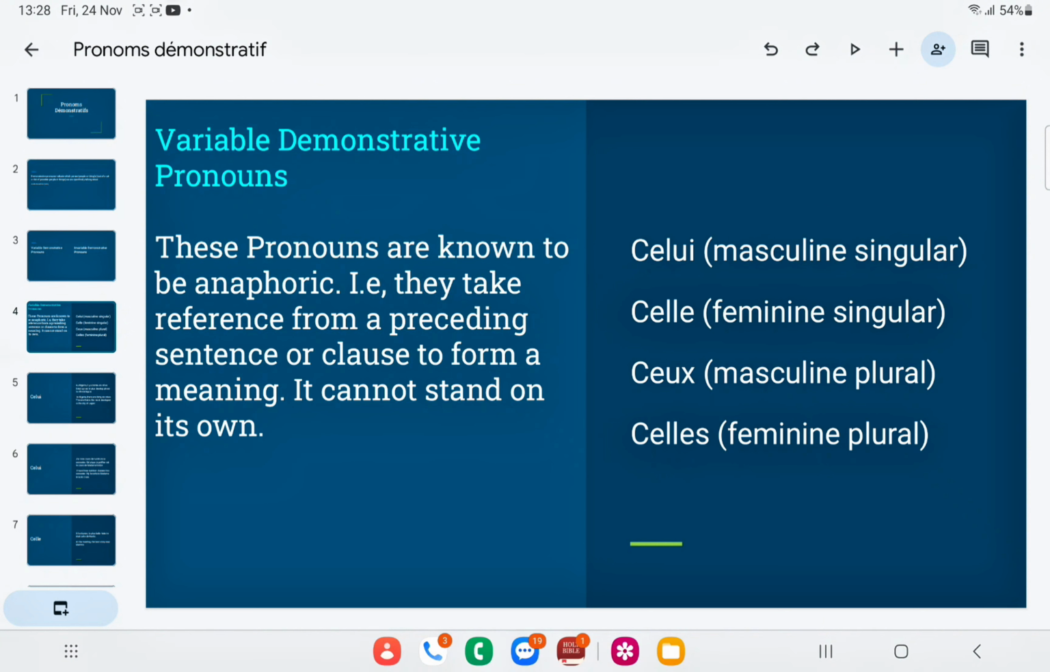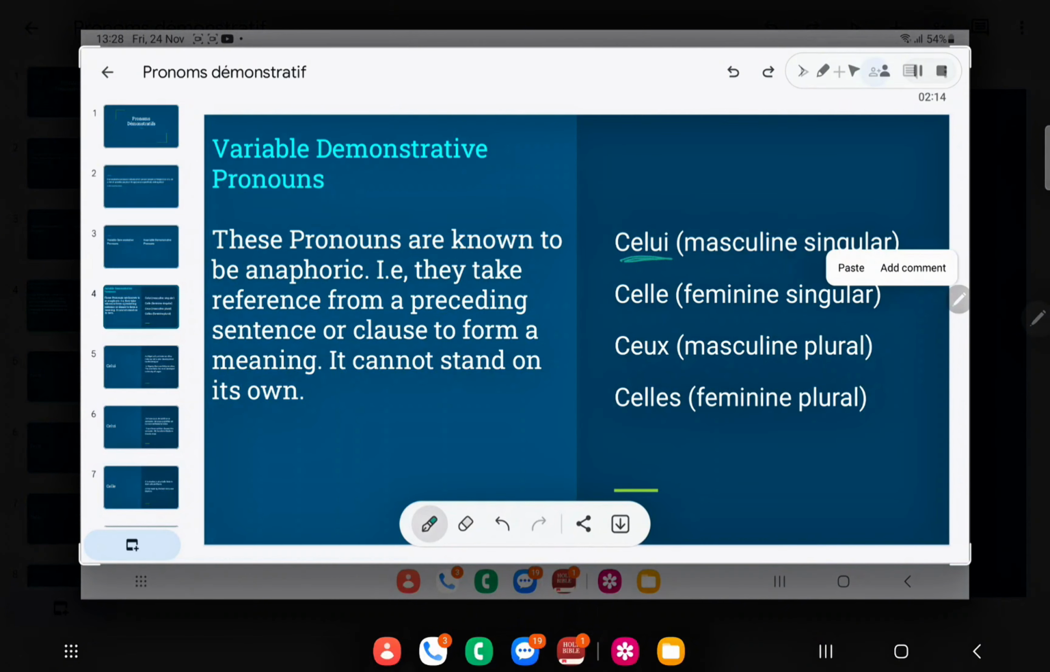So at the right, you see the variable demonstrative pronouns: celui, celle, ceux, and celles. They are variable because they change depending on the gender of the noun that they are replacing. As you can see, celui here is the masculine version. Celle is for feminine nouns. Ceux is for masculine plural nouns. It's the plural variant of celui. Whereas celles is the plural variant of celle over here, and vice versa.